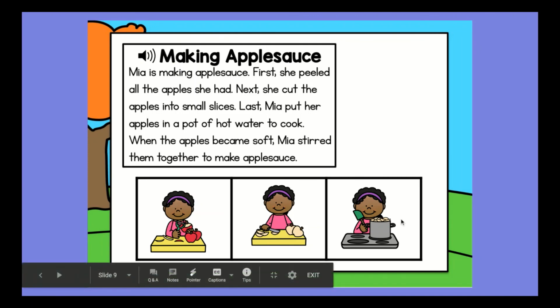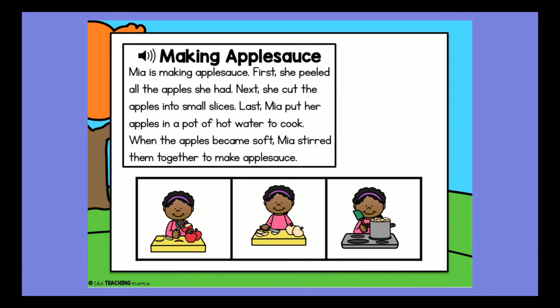So as you'll see, some stories have nice common sequencing words that help us figure out beginning, middle, end, and some stories don't, and we just kind of have to infer or recall the information as we're reading it, okay?